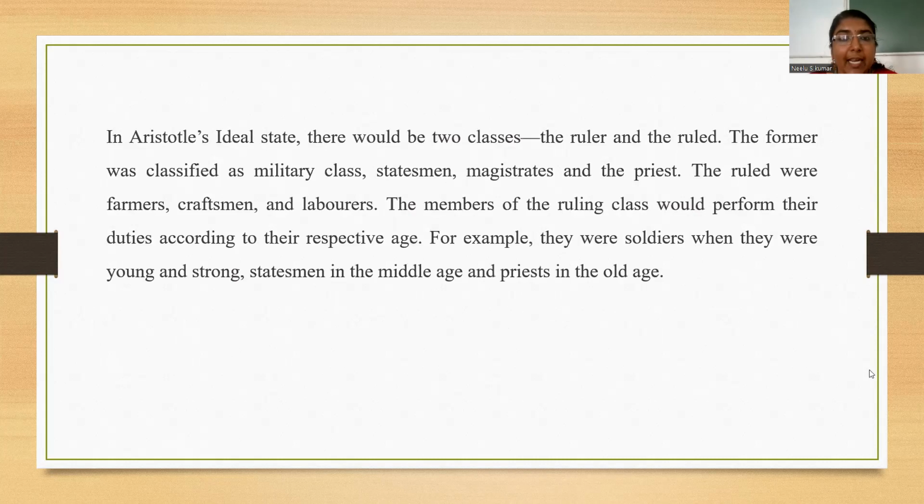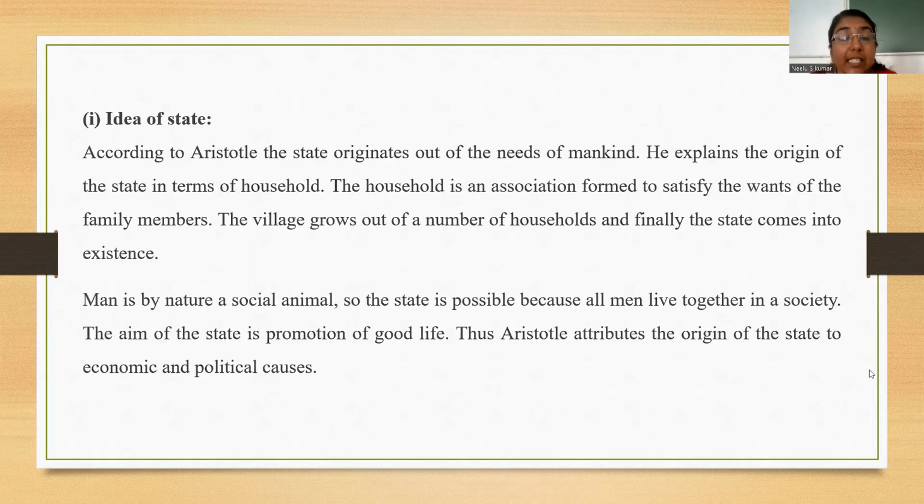In Aristotle's ideal state, there would be two classes, the ruler and the ruled. The former was classified as the military class, then statesmen, then magistrates, and the priests. The ruled were farmers, craftsmen, and laborers. The members of the ruling class performed their duties according to their respective age. For example, they were soldiers when they were young and strong, statesmen in middle age, and priests in old age. That's his idea of the state.